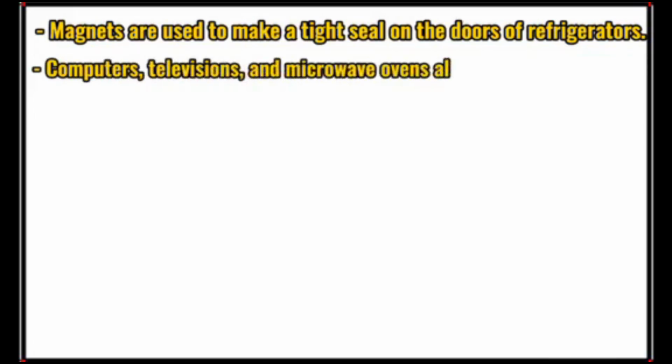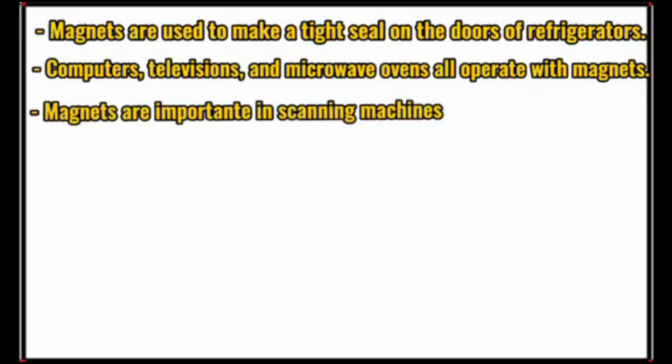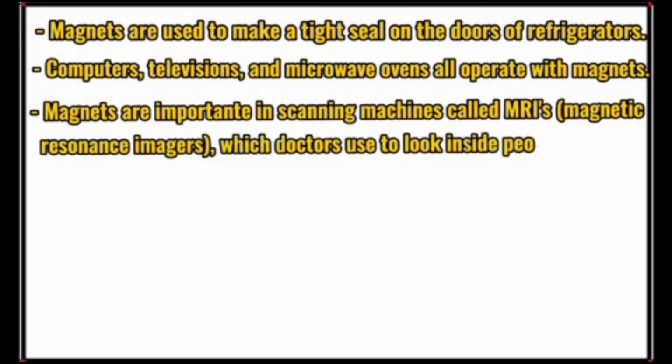Magnets are used to make a tight seal on the doors of refrigerators. Computers, televisions, and microwave ovens all operate with magnets. Magnets are important in scanning machines called MRIs, magnetic resonance imagers, which doctors use to look inside people's bodies.